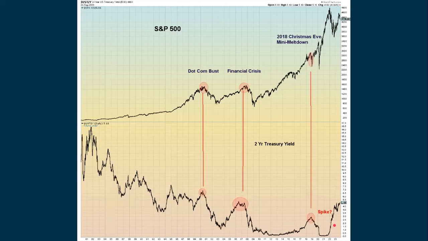Then we look at the 2-year Treasury yield. Sometimes when this goes up and then starts to come back down, that will mark some short to intermediate term support for the S&P. The problem is this is continuing to go up, so it hasn't been all that helpful.